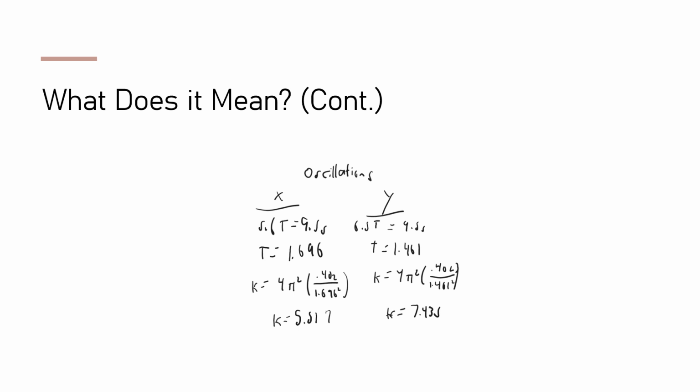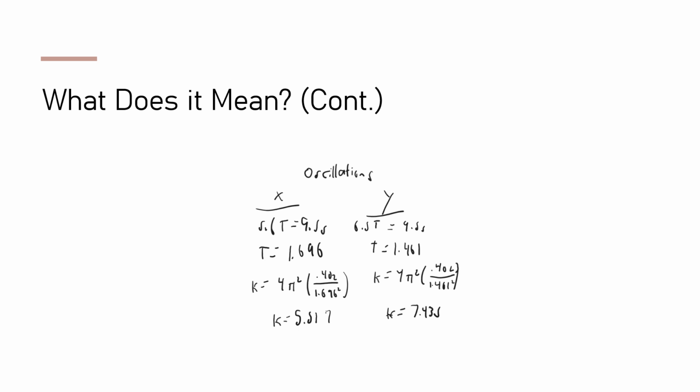For the next question, we are asked to estimate the period for the oscillations of x and y. To do this in the x direction, I took the total number of revolutions in the x and got 5.6. I then divided the total time 9.5 by 5.6 to get the period of 1.696 seconds. I did the same steps for the y direction, using the number of revolutions in the y direction to get 1.461 seconds.